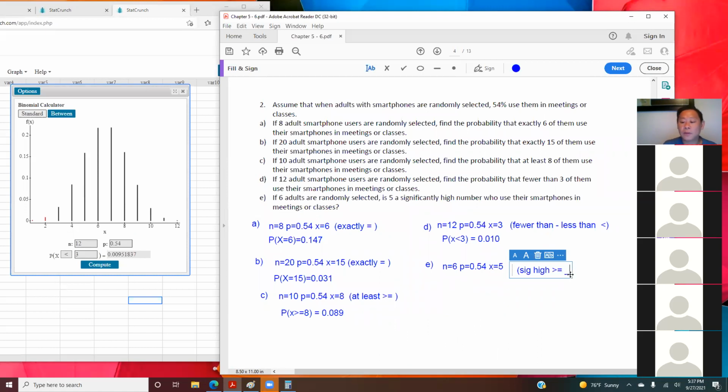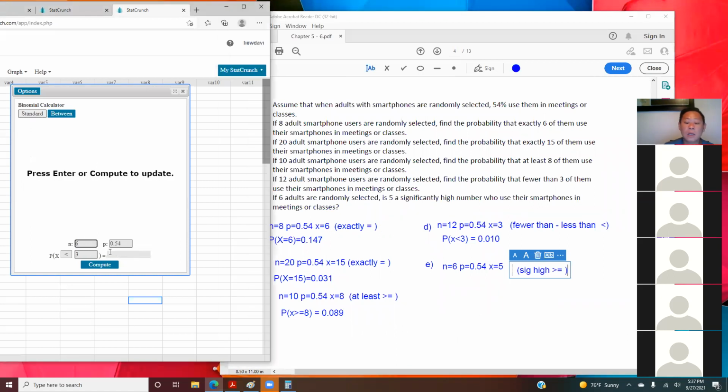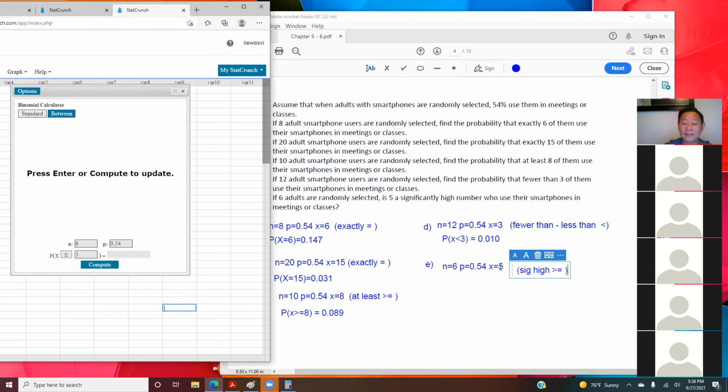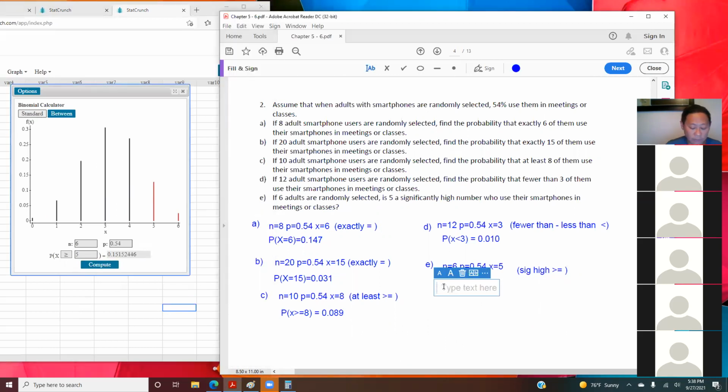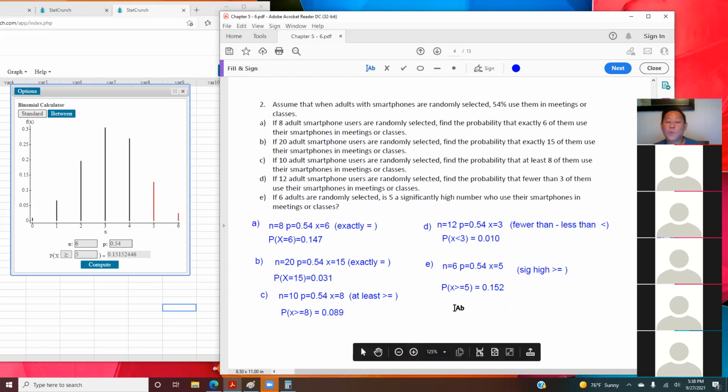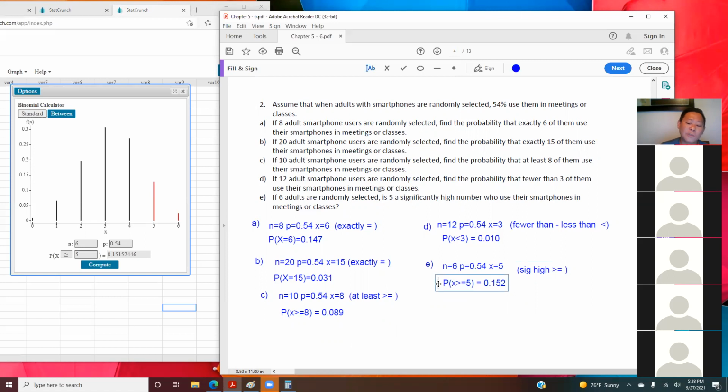Okay, so what we do here is we use the same thing. We just plug in here: 6, 0.54, greater than or equal to is the second one, and 5, because your X is 5. So this is, again, how we write this. It gives 0.152. Now this question E is a little bit different from A, B, C, D. Last time you just said, okay, I'm done, and moved on to the next question. This one is a little bit special, because we find the probability, which is 0.152.